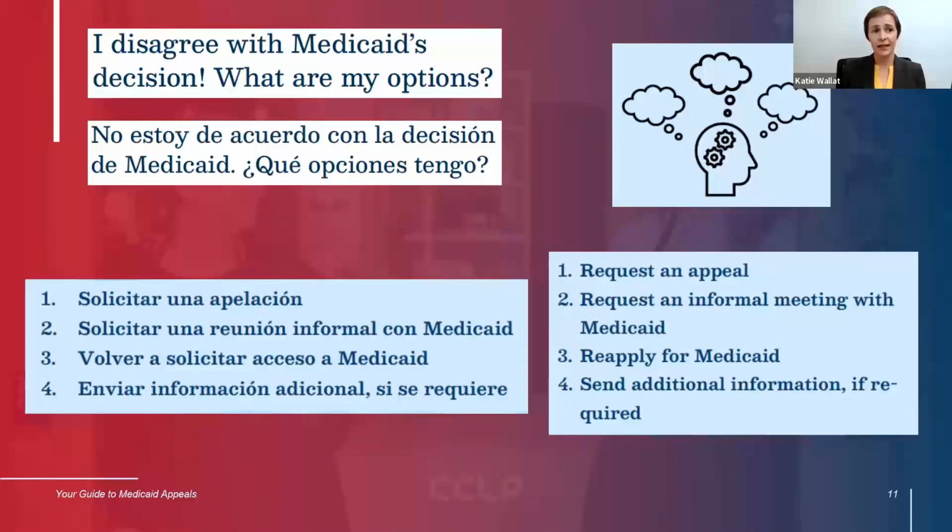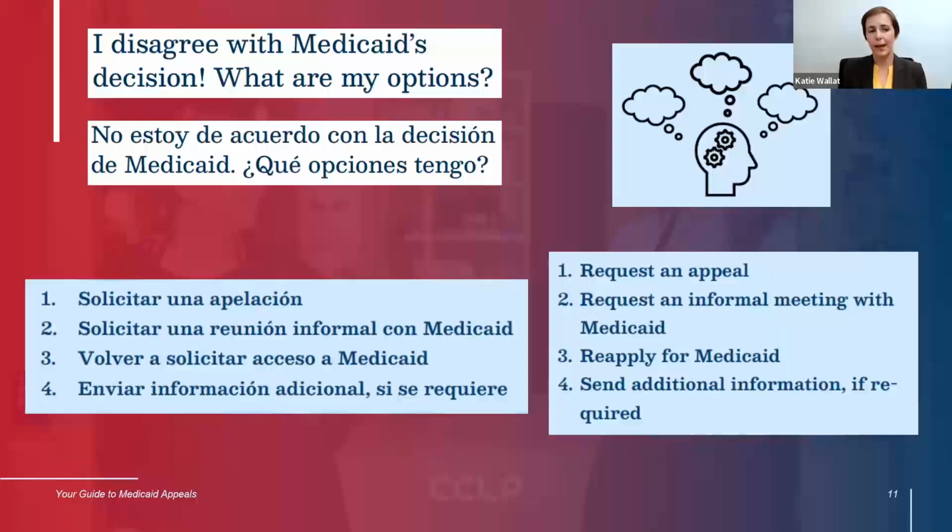The first is you can request an appeal. We'll obviously talk more about that. The second is you can request an informal meeting with representatives from Medicaid or your home health agency to talk about the decision. Another option is in some cases you can reapply for Medicaid. If the letter says you're not eligible or you didn't provide the right information, you can reapply. And then the last option is, again, in some cases, you can send additional information.